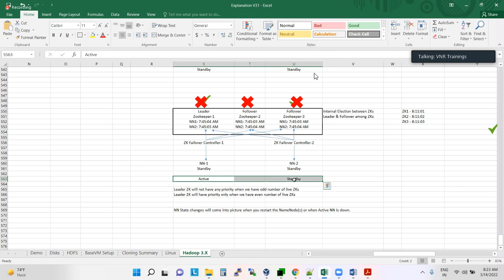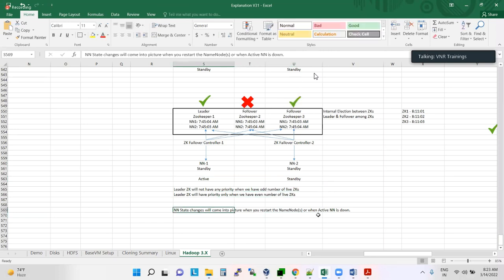Okay, heartbeat is a continuous process, right? Yes, sir. Okay, in that scenario, guys, here we require zookeeper only when both the name nodes are standby or if the active name node is down. Only in this scenario. In the rest of the scenarios, do we require zookeeper? No, sir.